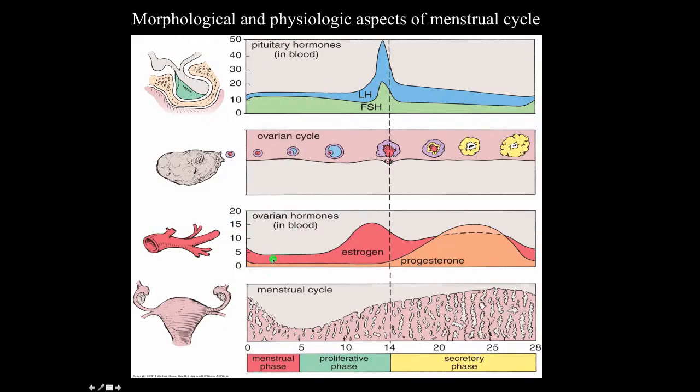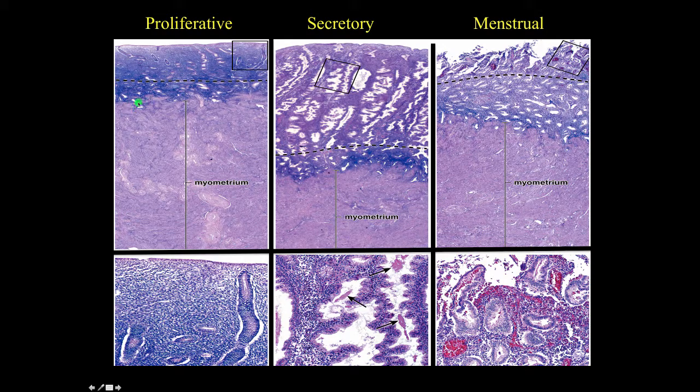Let's go back to this cartoon. So here we now want you to appreciate the changes that are going to be occurring in the endometrial lining in relation to the levels of these different hormones, estrogens and progesterones. Here are some histological views. On the right is the menstrual phase. Here is the proliferative phase, and here is the secretory phase.